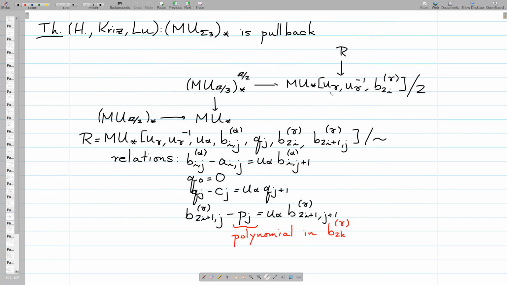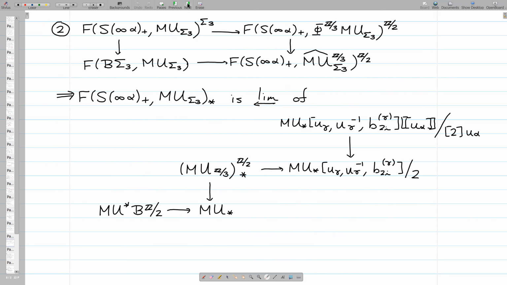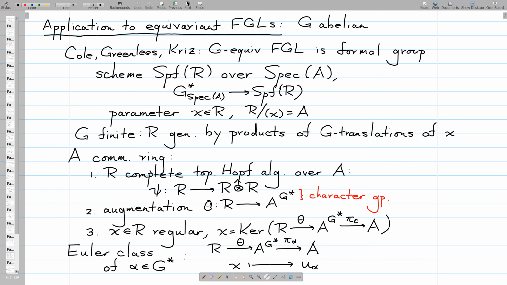Let me go back to the statement of the theorem. It's all a bunch of yoga with these pullback squares, and so you get these five terms. And then I don't really have time for talking about equivariant formal group laws.